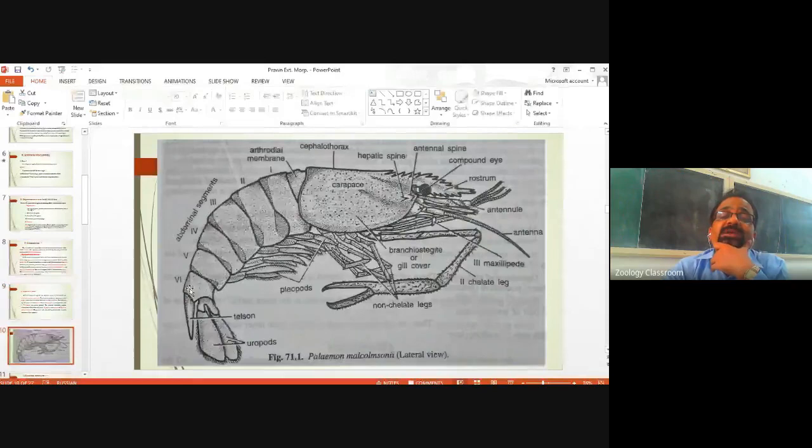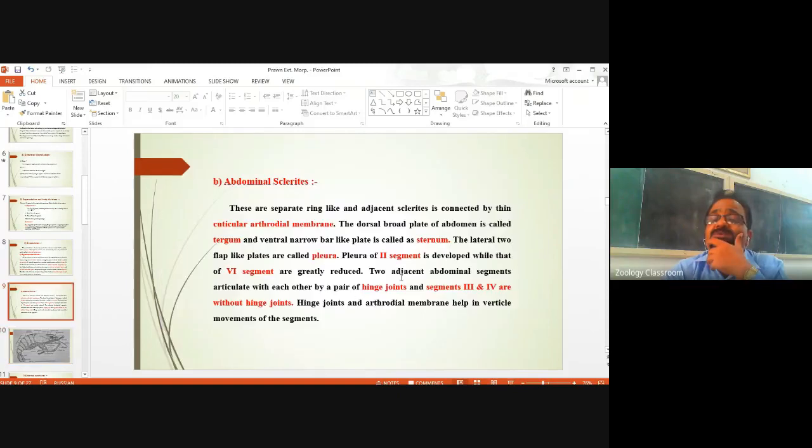म्हणजे आता हे प्रत्येक ह्याच्यामध्ये इथं ह्याला प्लेटला इथं थोडीशी खाच असते, that is the hinge joint. आता hinge joint मध्ये सुद्धा वैशिष्ट्य आहे. The segments third and fourth are without hinge joints. Hinge joints and the arthroidal membrane help in vertical movement of the segment. Vertical शब्दाचा अर्थ असा की म्हणजे थोडंसं शरीर बेंड होतं.